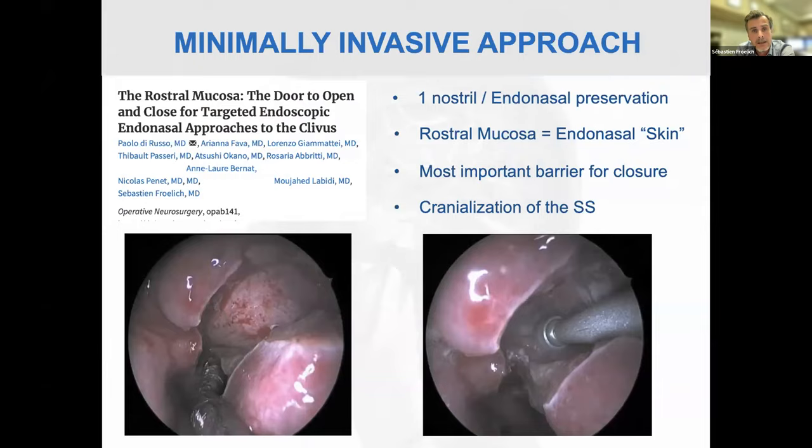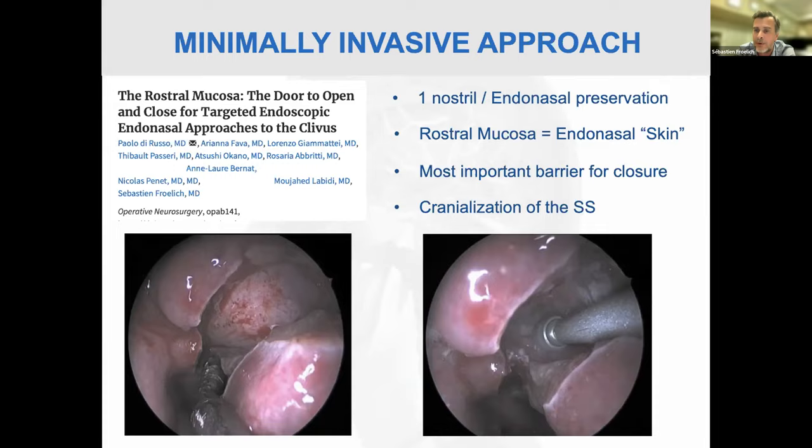The last concept we have been applying, probably between 20 and 30 cases now, is to really start the approach at the level of the rostrum of the sphenoid with an incision of the mucosa. This is the entry point of the approach. Before that, we are not touching anything, not removing anything. We make this incision just like we would do an incision in an open approach of the skin.